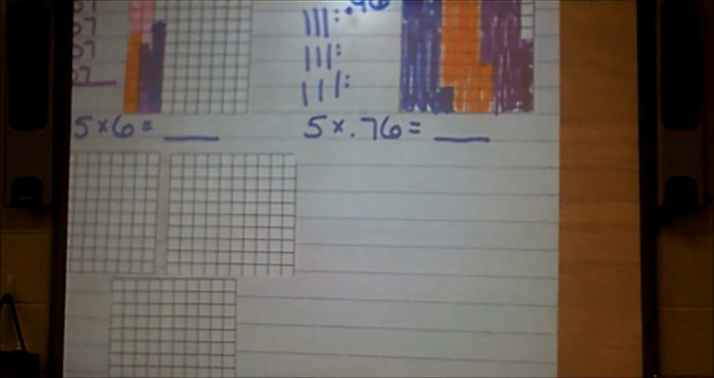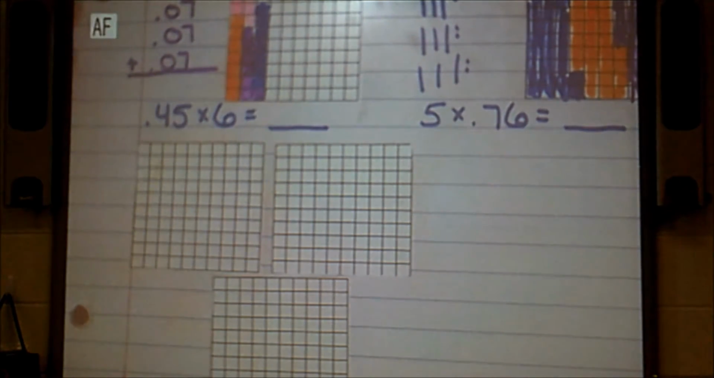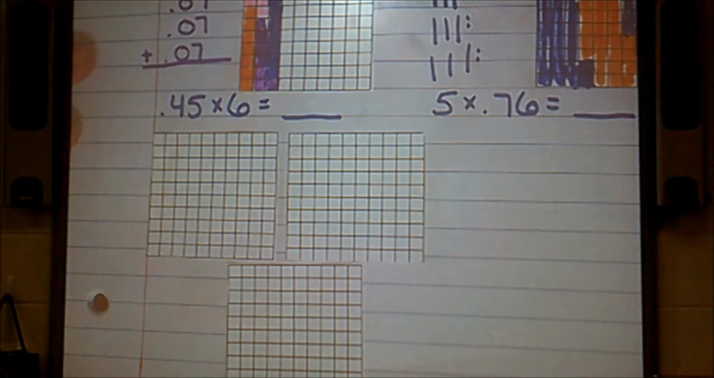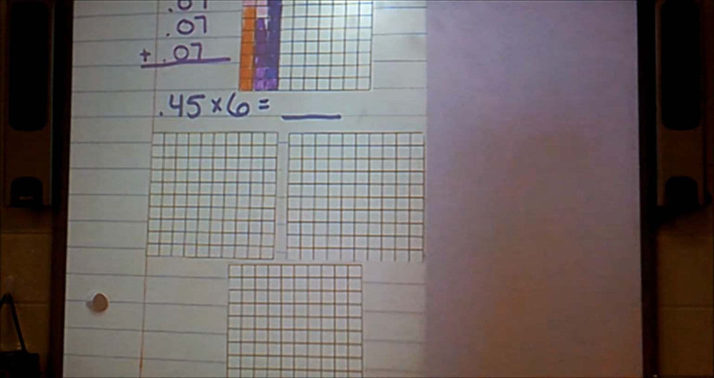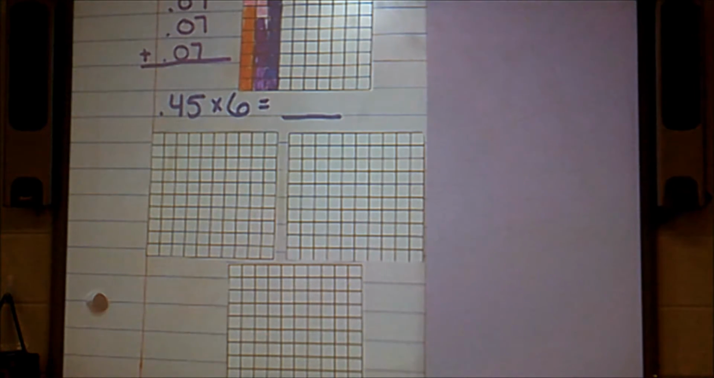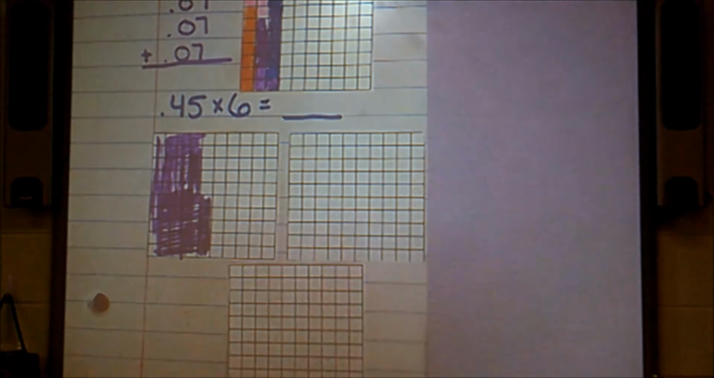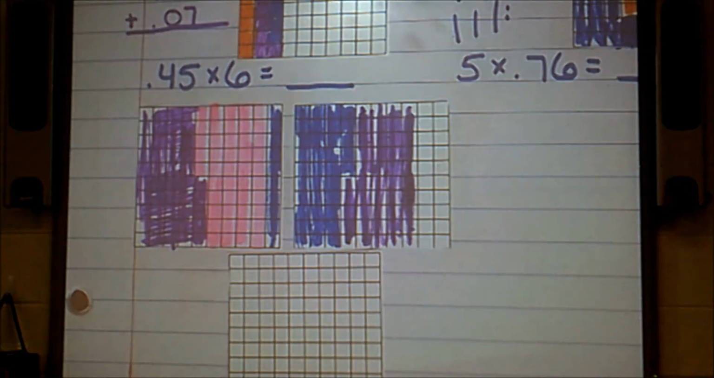Now my suggestion to you on this next one is to pause the video and solve it on your own and see how you do. Then restart the video and check your work. I did 45 hundredths again. And notice on my first grid, times I have 3.